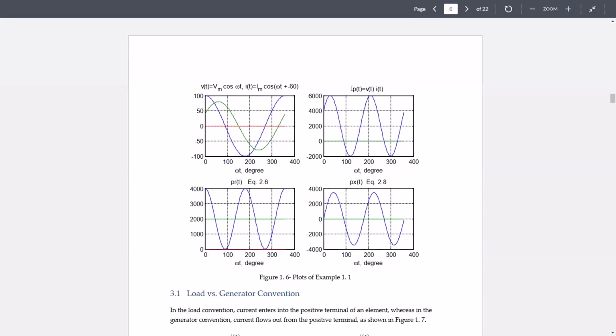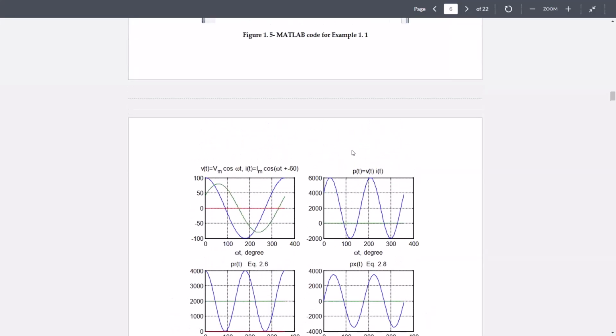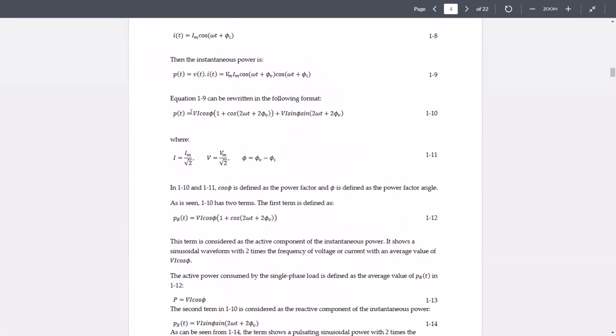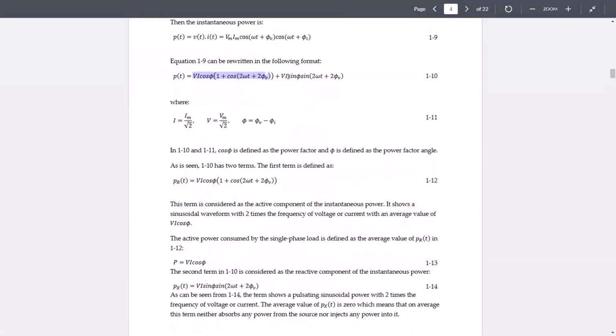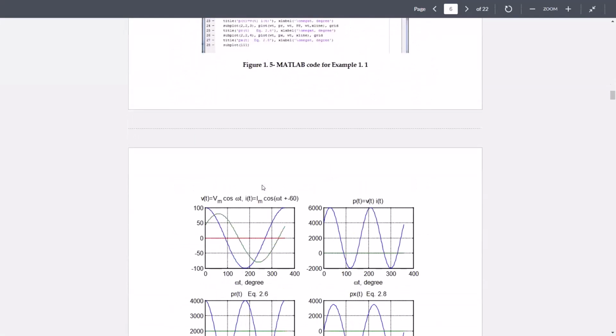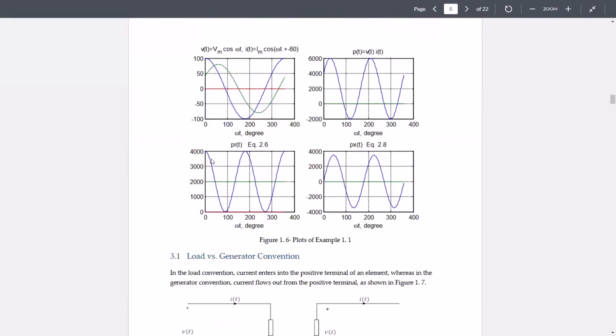Now, if you recall, we divided the P of t, instantaneous power, into two parts. So this part, we called it PR of t. And this part, we called it Px of t, which is in here. So we've been plotting both of these components as well. So you can see that the PR of t is non-zero. At all times, it's above zero. It has an average. The average value would be the same active power. So this 2000 should be the same that you get in here. The average of P of t should be the same as the average of PR of t.